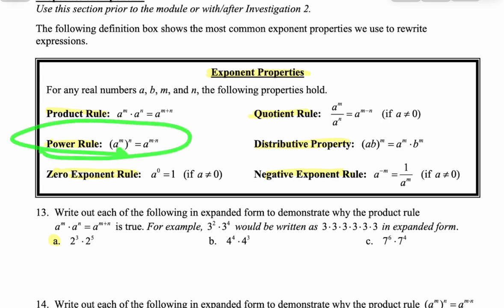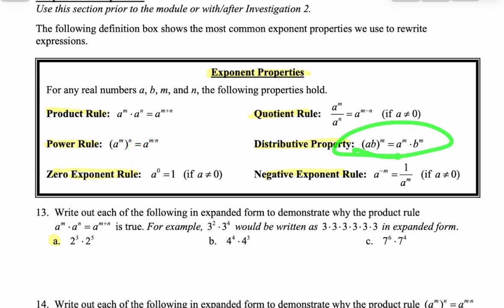Here, the power rule, if you have a power on the inside and a power on the outside, just remember to multiply those. Here, if you have a power on the outside and two things multiplied on the inside, you can just kind of distribute that to the original powers. Anything to the 0 power is always 1, and a negative exponent's purpose is to flip whatever it's touching.